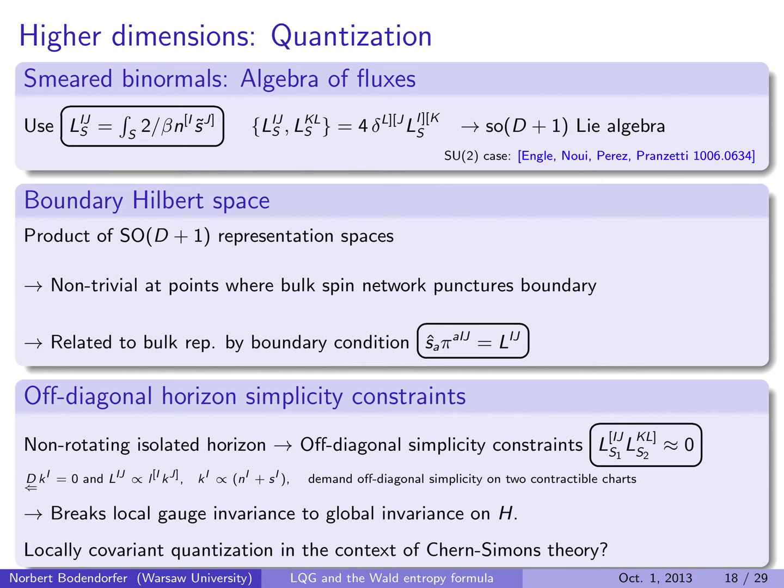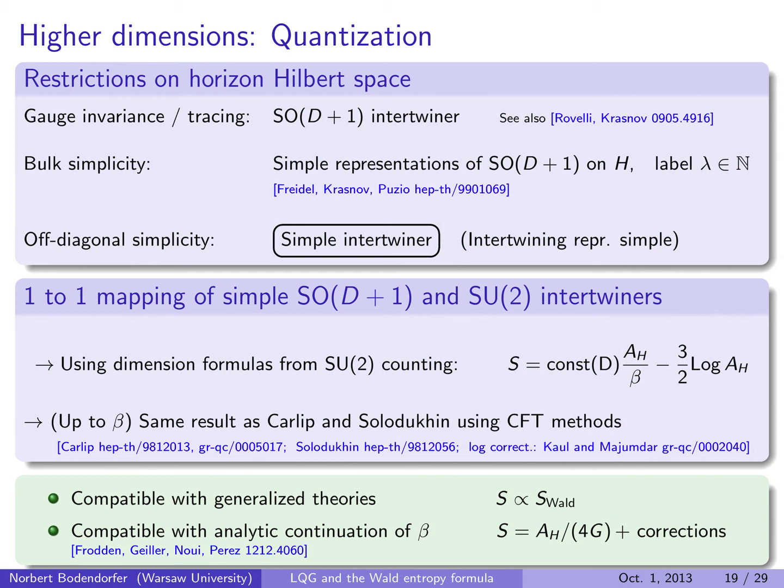Okay. So let's go to the next slide, number 19. Here in the first box, we just collect what we've said before. So our horizon Hilbert space was this product of the SO(D+1) representation spaces. Comparing with the treatment of U(1) and SU(2) in 3+1 dimensions, you would expect some kind of global gauge invariance condition. So you would expect that your horizon state is actually an SO(D+1) intertwiner.